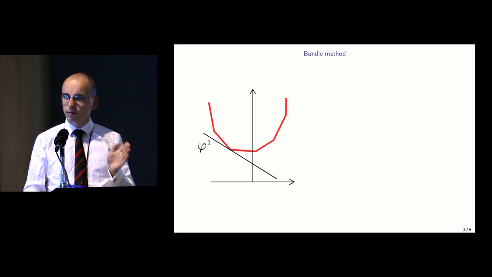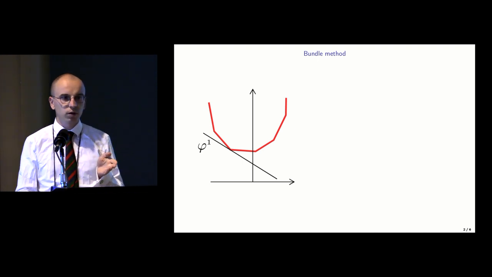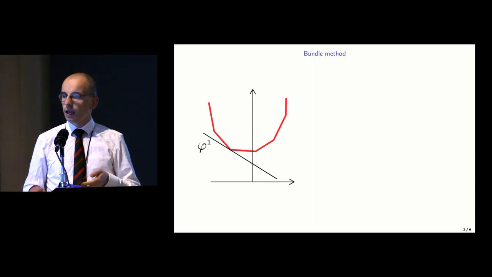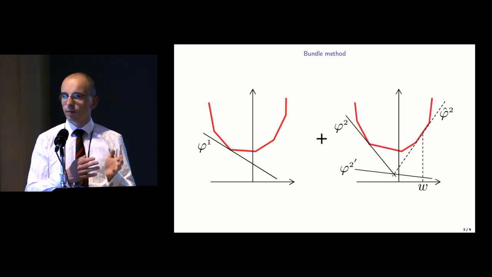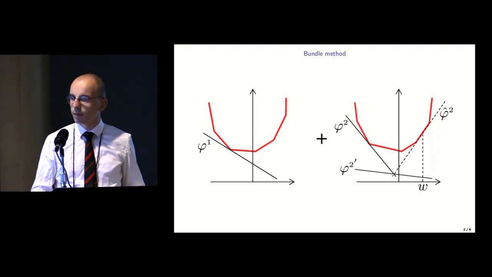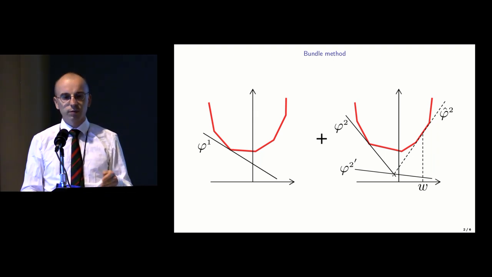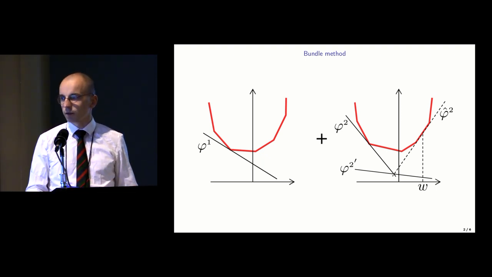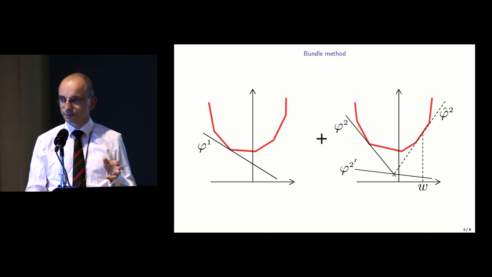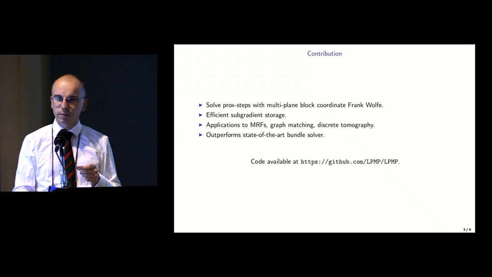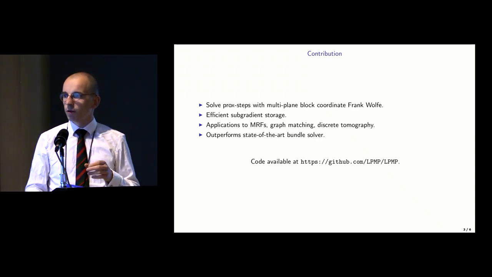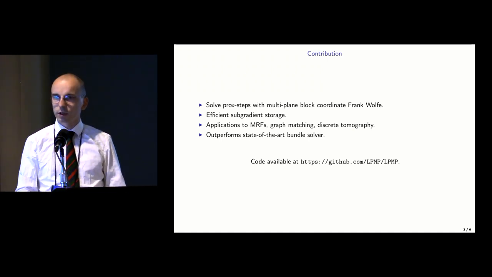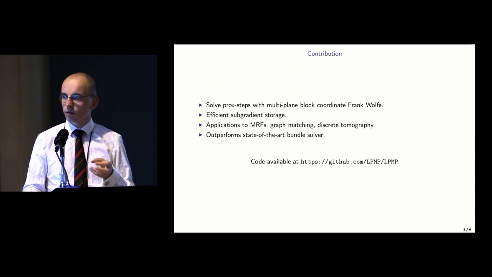We propose a bundle method where we collect subgradients which form a local approximation to the function that we want to optimize. One subgradient is a linear approximation, and if we collect more and more subgradients, then the maximum of them gives us a better and better local approximation. Our method alternates between evaluating more subgradients and optimizing the local approximation that is given by the maximum of the sampled subgradients. We propose to solve the prox steps and collect the subgradients with a multiplane block-coordinate Frank-Wolfe method. We efficiently use the problem decomposition into the sum to efficiently solve for subgradients.